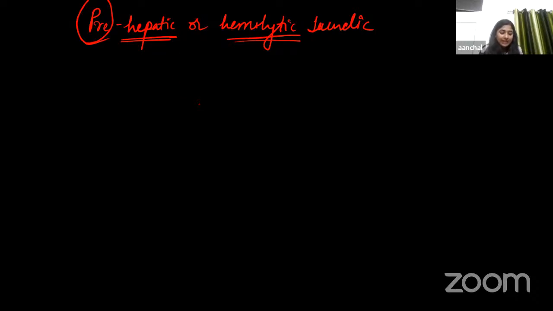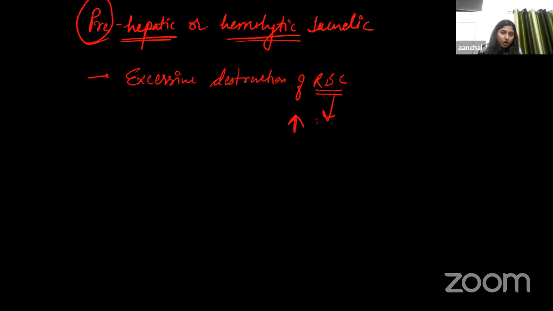Okay, so it is a type of jaundice that occurs because of excessive destruction of RBC, right? So if there will be excessive destruction of RBC, there will be an increased blood level of unconjugated bilirubin, right?